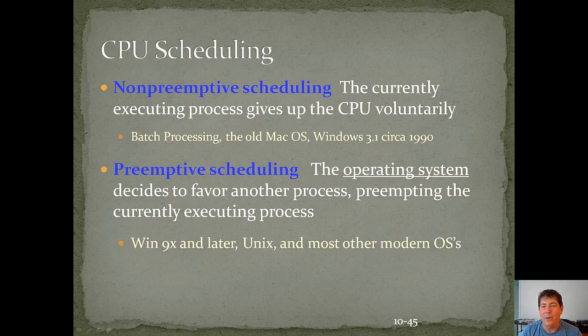Well, there's an idea of non-preemptive scheduling. The currently executing process gives up the CPU voluntarily. This is a bad idea. Windows 3.1 and before did this, and many applications could just totally hog up the CPU and make the machine virtually useless for all the other applications. Preemptive scheduling, however, is the much better option. This is where the operating system decides to favor another process, preempting the currently executing process. This was Windows 95 and later, although, like I said, Windows 95 wasn't perfect.